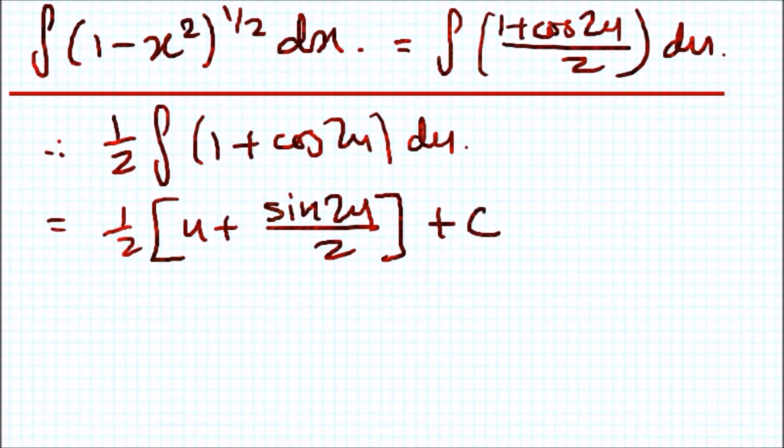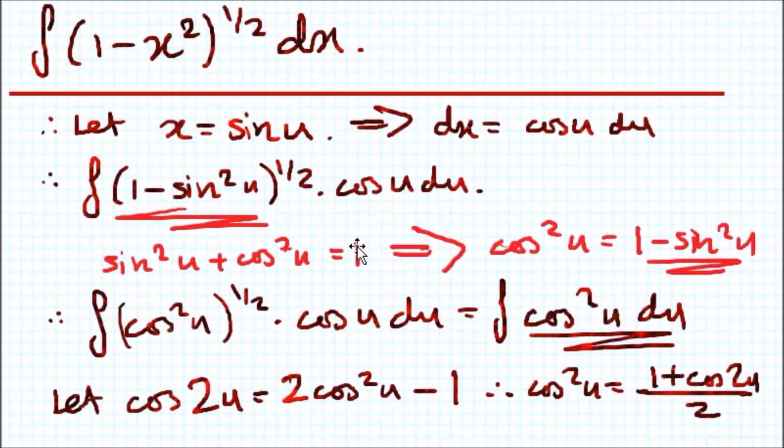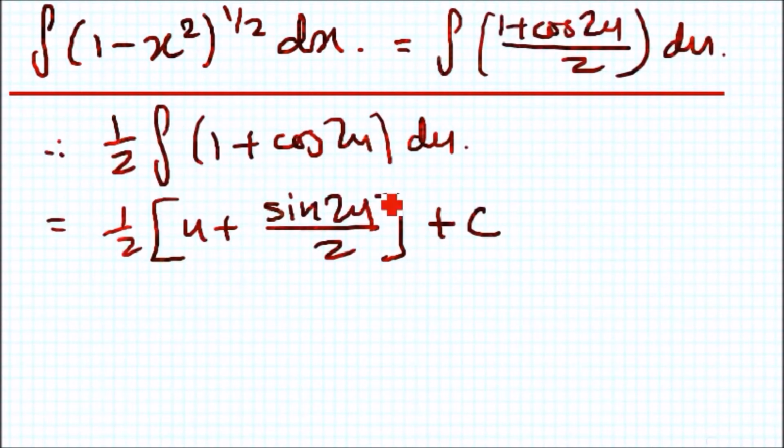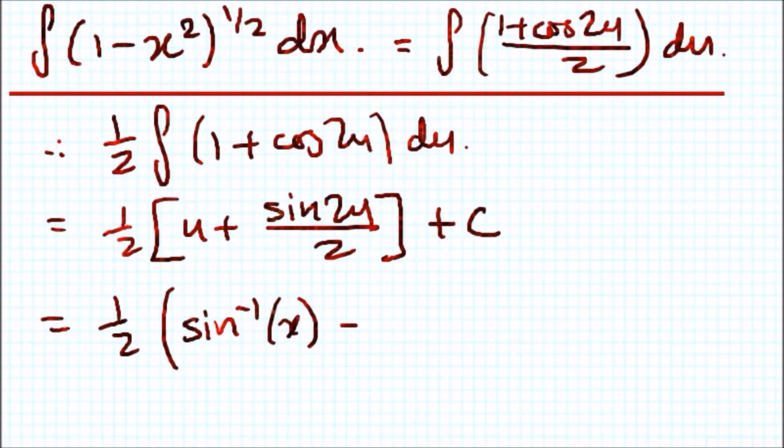And that's it. Now all we want to do is replace u with the correct term. So we know that we let x equal sine u. That means u would be the sine inverse of x. So we can say, therefore, half is now here. So u is going to be the sine inverse of x plus sine 2u.